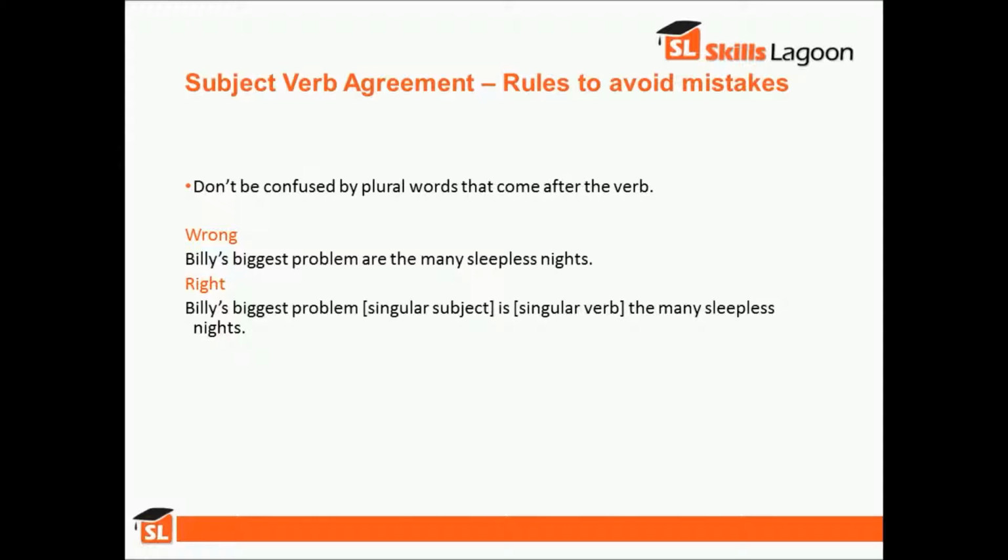This example: Billy's biggest problem are the many sleepless nights. We have put "are" here in confusion that sleepless nights are plural, therefore. But sleepless nights are the problem. Sleepless nights are there, but we are talking about Billy's biggest problem, so it's a single problem. Right way is: Billy's biggest problem is the many sleepless nights.